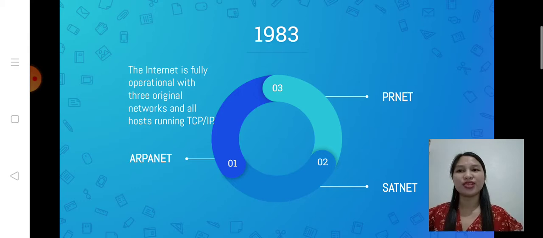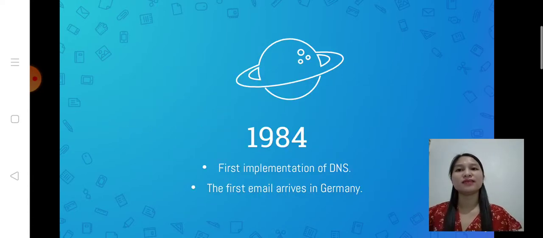The Internet is fully operational with three original networks, namely ARPANET, ERNet, and SATNet, and all hosts running TCP or IP in 1983. In 1984, the Domain Name System, or DNS, was first implemented. Instead of using IP addresses which are difficult to remember, the domain names are used. For example, hana.edu instead of the IP address hana at 143.442.4.8. During that time, the first electronic mail or email also arrived in Germany.